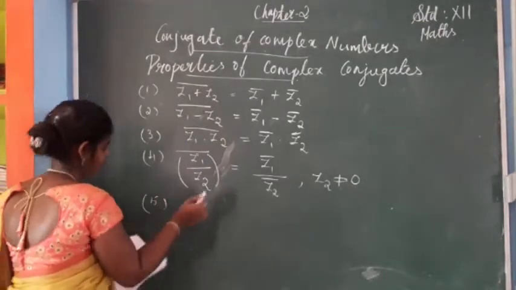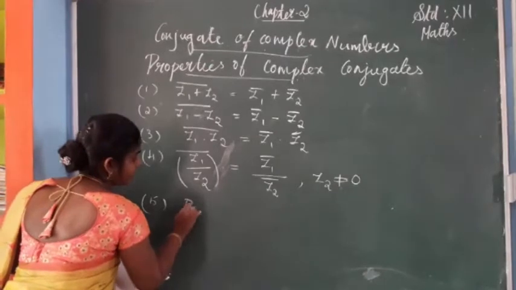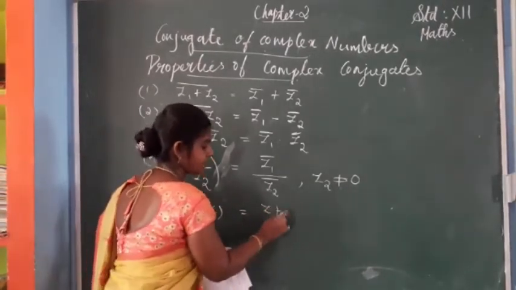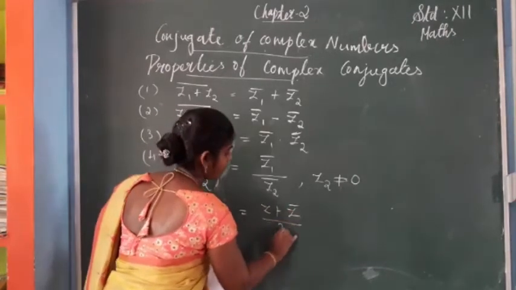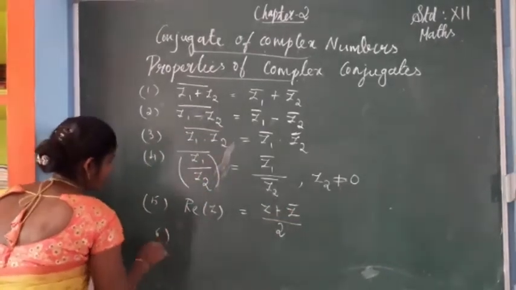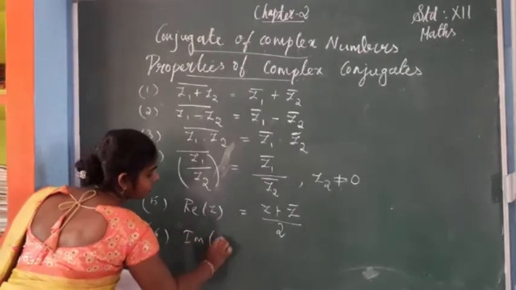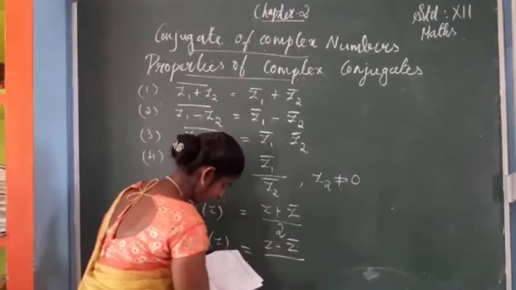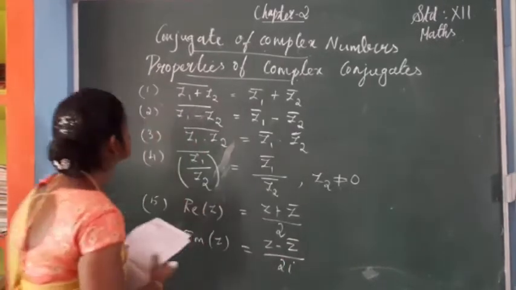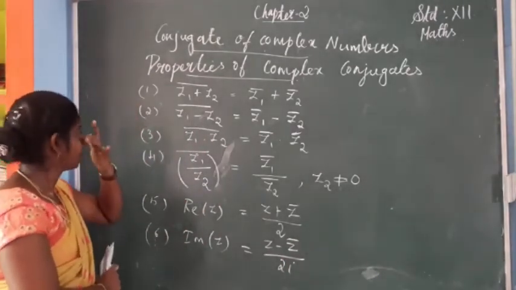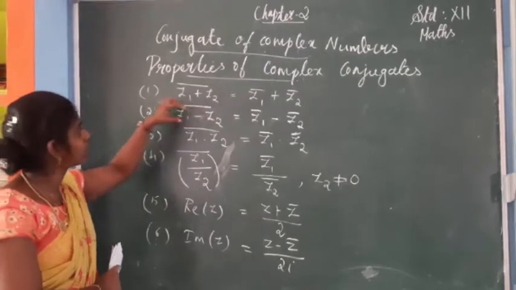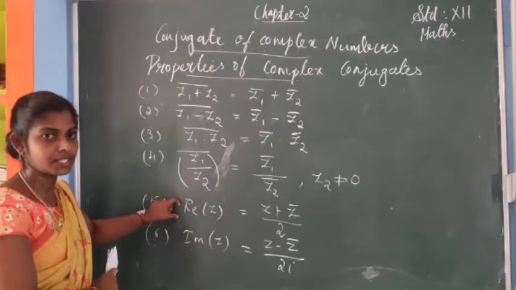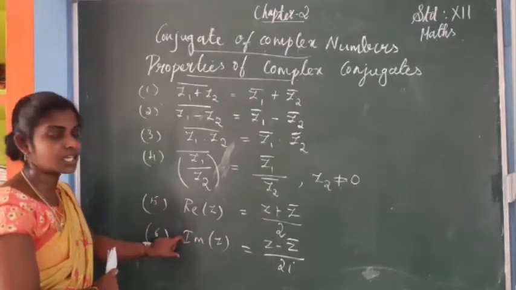Fifth one, real part of Z is equal to Z plus Z bar divided by 2. Sixth one, imaginary part of Z is equal to Z minus Z bar divided by 2i. So now listen. First ones are addition, subtraction, multiplication, division. Then the real part of Z and imaginary part of Z.